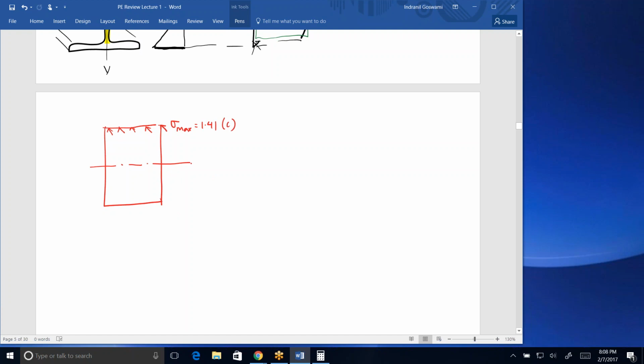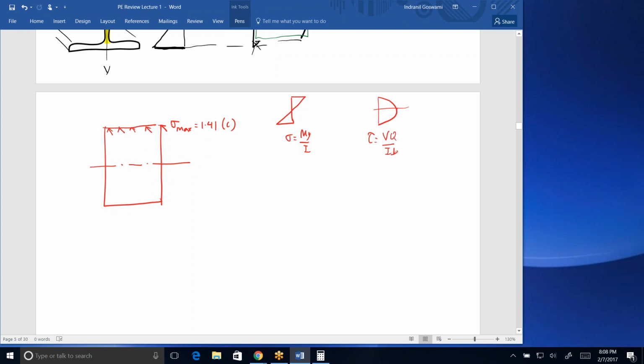However, the shear stress distribution pattern is exactly opposite. The normal stress distribution pattern looks like this. This is sigma equal to My over I. It's got that linear variation. Tau, which is given by VQ over Ib, has a variation which looks like this. It's parabolic for a rectangular section. It's maximum here and 0 on the outside.